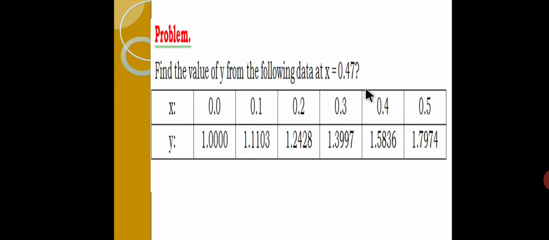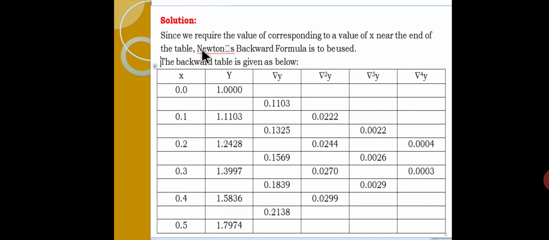In this problem we apply Newton's backward interpolation. Why? Because the required point is close to the end of the tabular values. So now we apply Newton's backward interpolation formula to find the required value. So solution: since we require the value corresponding to a value of x near the end of the table, Newton's backward interpolation formula is to be used. The backward table is given as follows.